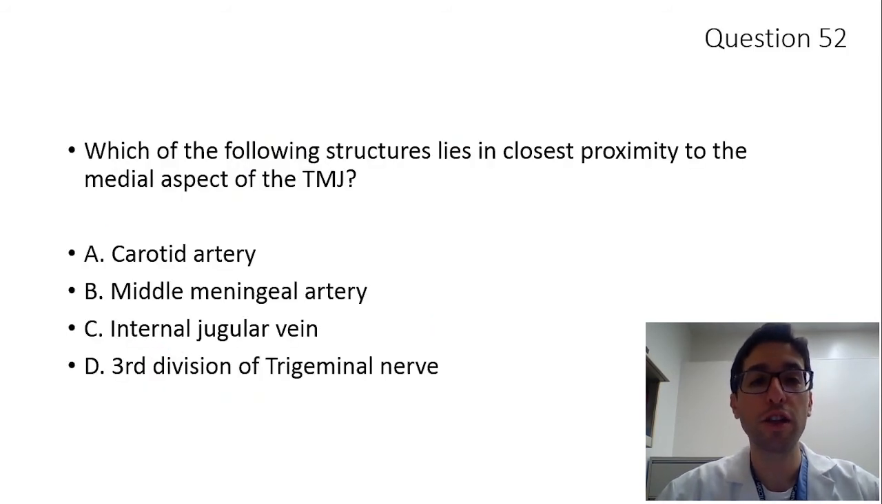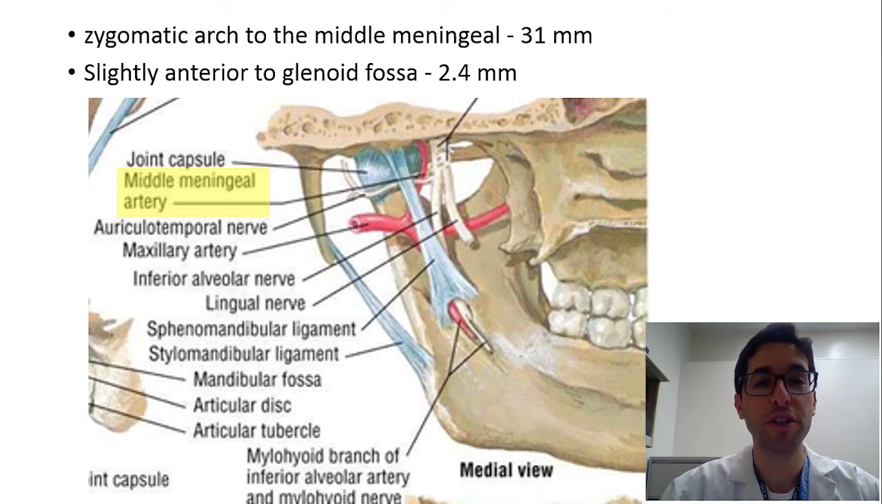What structures lie closest to the medial aspect of the TMJ? Very good question. So which artery is on the direct medial side of the condylar head? Which artery are you going to hit when you do your condylectomy? You're going to hit the middle meningeal artery. So here's a nice picture. This really shows it nicely. Here's the capsule. What is directly on the medial side of the capsule? It's the middle meningeal artery.